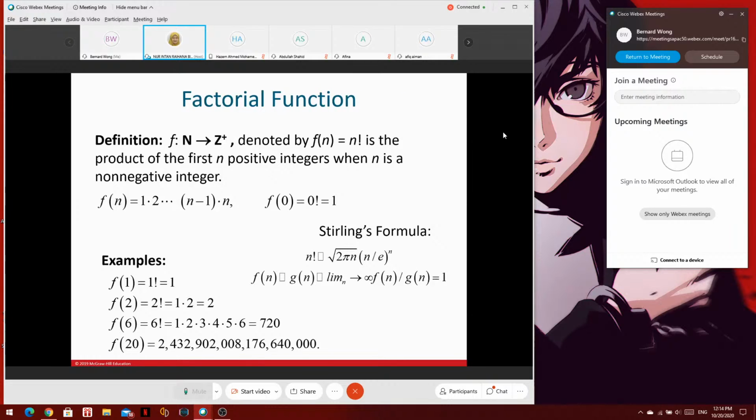Factorial function. Just look at this example. As long as you know how to do calculation on factorial. If you have 2 factorial, 6 factorial, and so on, you will have the calculation. 6 factorial is 1 times 2 times 3 times 4 times 5 times 6, and you have this one. It's easier if you just use a scientific calculator. Alright, the factorial function.